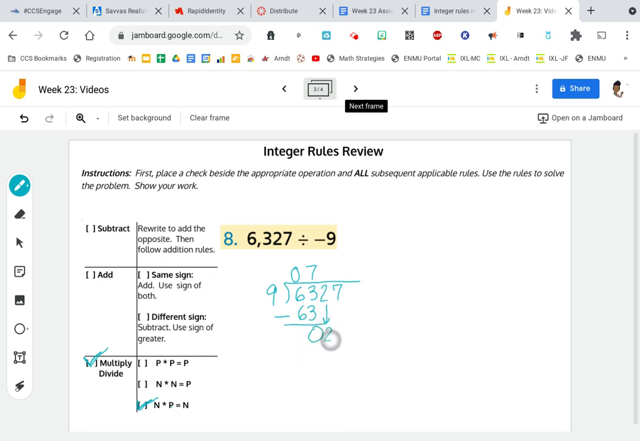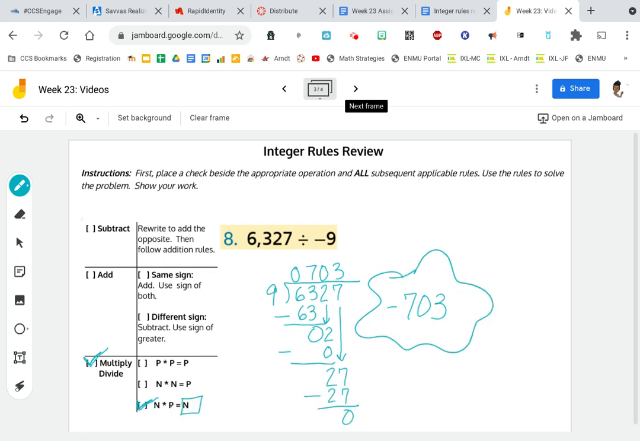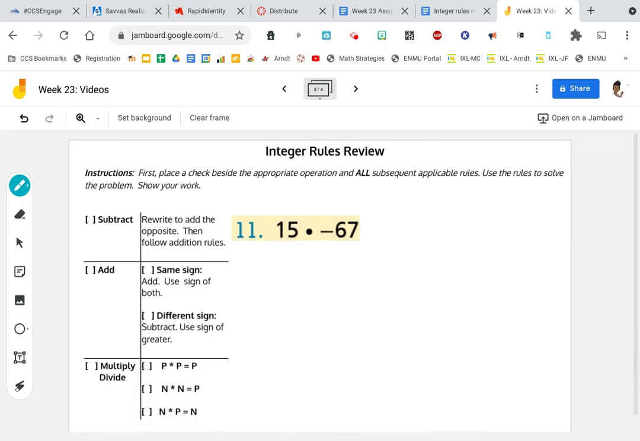Bring down the 2. 9 can go into 2 0 times. 0 times 9 is 0. Subtract out, that is 2. Bring down the 7. 9 can go into 27 3 times. 3 times 9 is 27. Subtract out, and I'm done. Well, almost. Remember, our answer is negative, so make sure that you are using the correct sign. It would be really a shame to do all that work and get the problem incorrect just because we have the wrong sign.